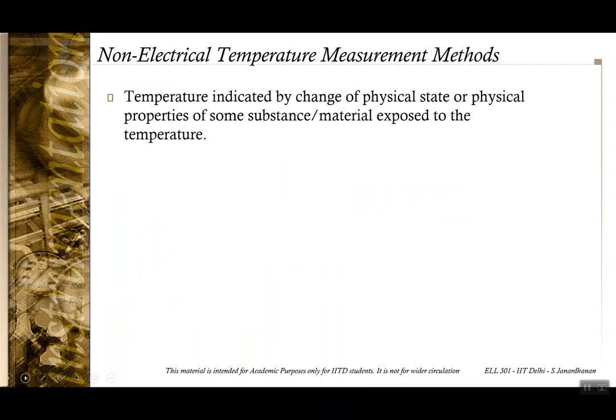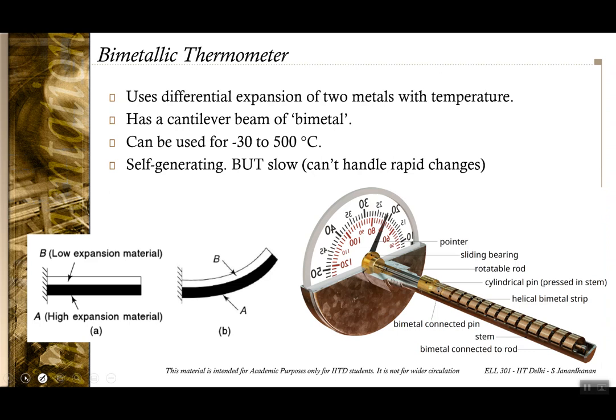So as I mentioned earlier, in case of non-electrical temperature measurement, the temperature is indicated by the change in the physical state or physical properties of some material. Okay, and in case of a bimetallic thermometer, you have a cantilever made of two metals, sandwiched together, and in this bimetal cantilever, when the cantilever is subject to heating, then both the metals will expand, however one of them expands at a faster rate than the other, so there is a bending that is happening. Okay, and the amount of bending is indicative of the difference in temperature.